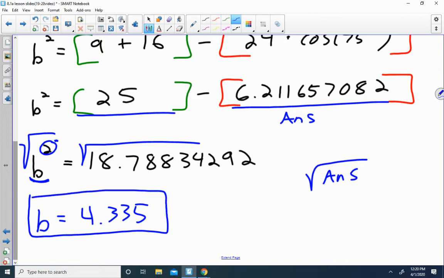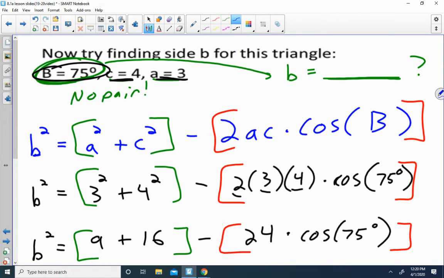Now that we have our final answer, now you can round. And just like the previous video, for these examples, you'll round to 3 decimal places unless told otherwise. So for little b, it's going to be 4.335. Okay, so that was just an example of how you should properly use the law of cosines.